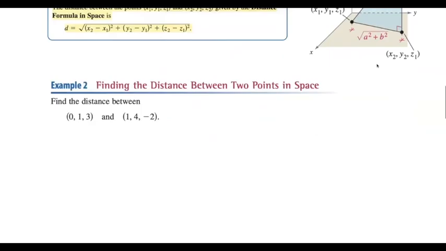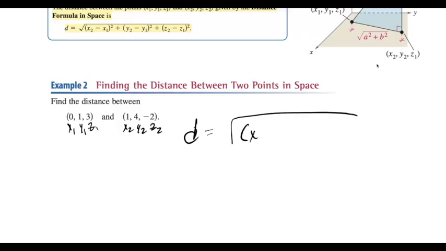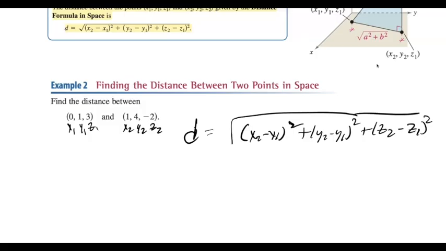So if I was doing this problem here, I want to know the distance. x1, x2, y1, y2, z1, z2. The distance formula is just going to be the square root of x2 minus x1 squared plus y2 minus y1 squared plus z2 minus z1 squared. Notice, and type those all in.